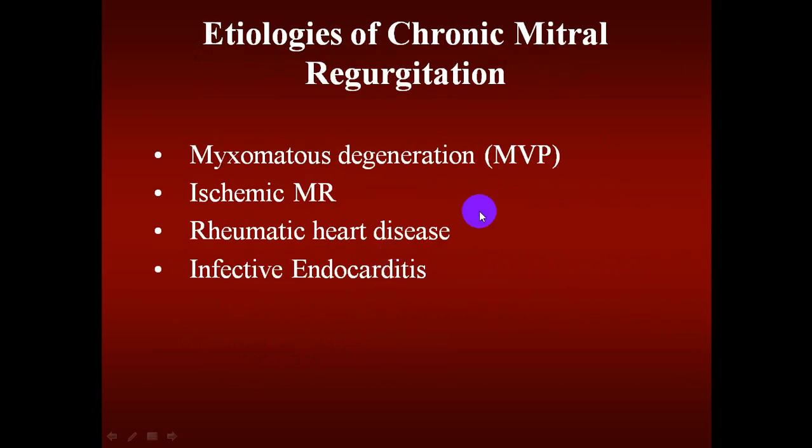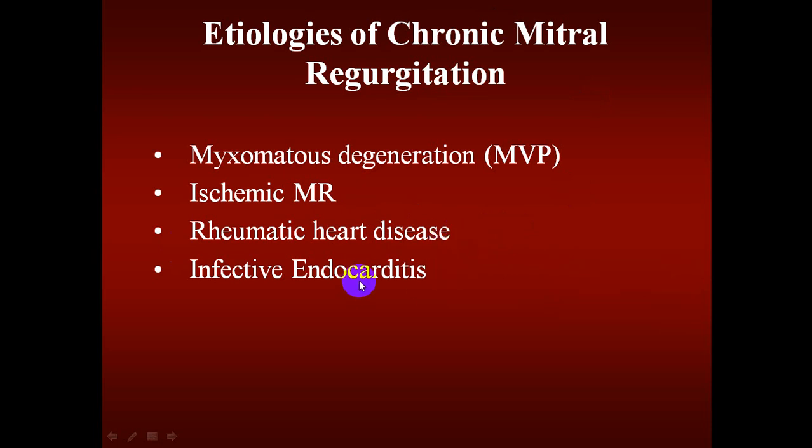In chronic mitral regurgitation, the main cause, as we said, is MVP, myxomatous degeneration, mitral valve prolapse. Ischemic heart disease and myocardial infarction are the second most common. The third most common is rheumatic heart disease, but as we said, in developing countries rheumatic fever is very common. Still about 50% of chronic mitral regurgitation in developing countries is rheumatic in origin, usually associated with another valve lesion, not isolated, commonly with aortic valve disease or mitral valve stenosis.